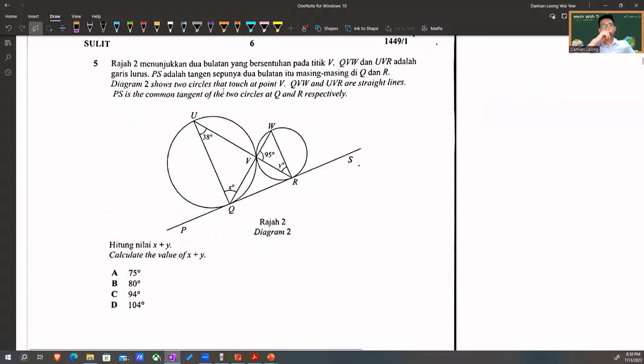Then question 5. Diagram 2 here shows 2 circles that touch at point V, this point. So Q, V, W, and U, V, R are straight lines, this and this. PS is a common tangent for both circles at these 2 points. I'm going to find X plus Y.